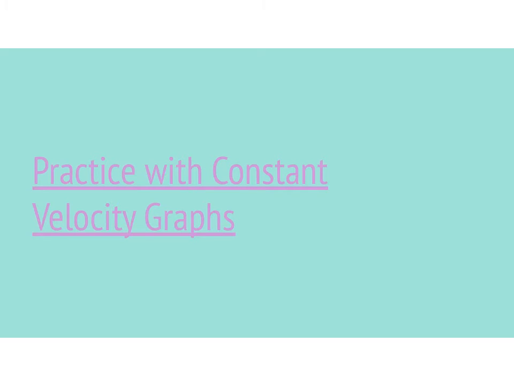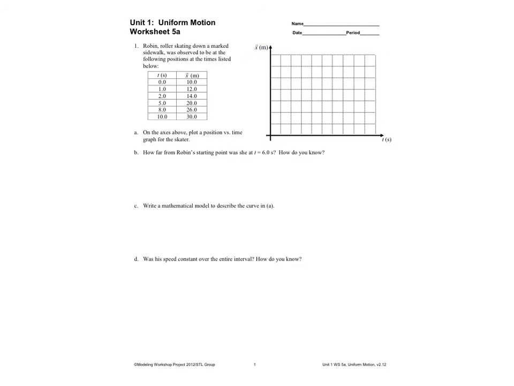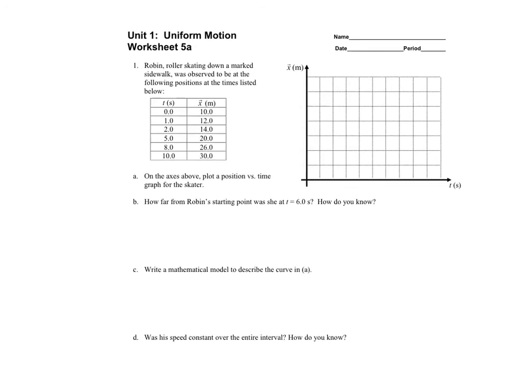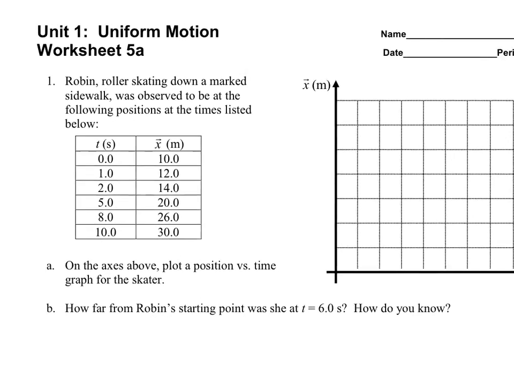So now before we go, we're going to do a little bit of practice. You have a 3-page practice in your Google assignments, which you'll finish today and tomorrow. But I'm going to do the first page with you so you know how to do it. Here's what the practice looks like. It's called Uniform Motion Worksheet 5A.